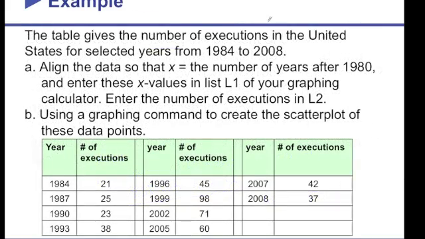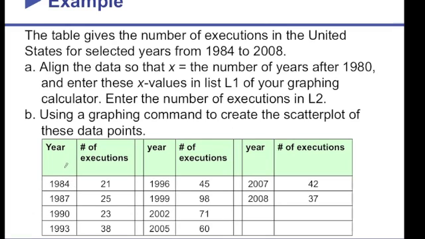This table gives the number of executions in the United States for selected years from 1984 to 2008. Align the data so x equals the number of years after 1980, and enter those values in list L1 in your graphing calculator and enter the executions in list L2. I'll show you how to do that. And use the graphing command to create a scatter plot for this data. Now first, let's align the data. So we want years after 1980, so we're going to subtract 1980.